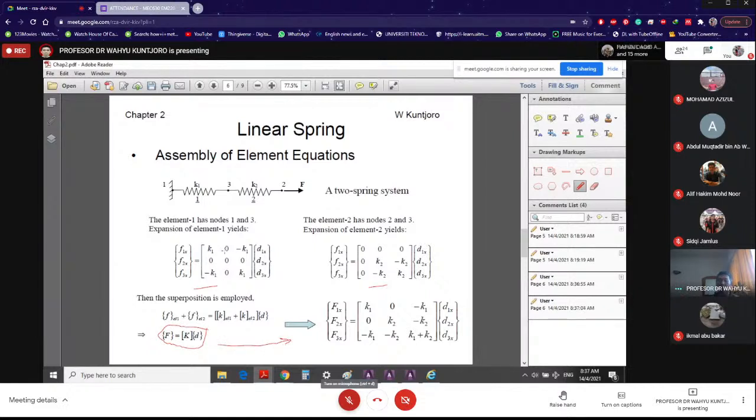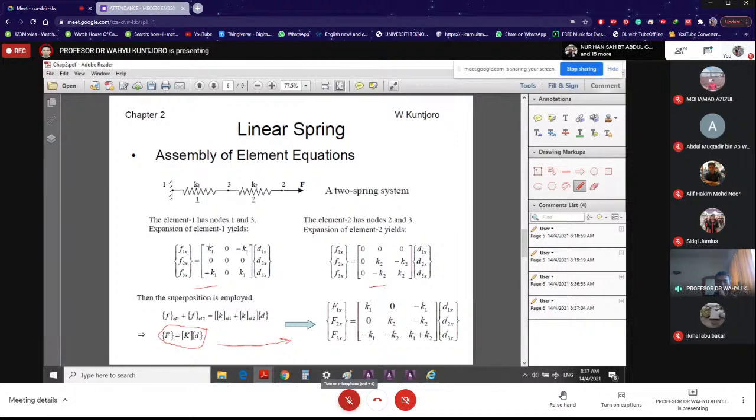Very simple. Just add what you have on the left and what you have on the right. Internal forces becoming external forces. Displacement remains the same, and the ingredient of your structural stiffness matrix is as what you have over here. Is there any question regarding this?